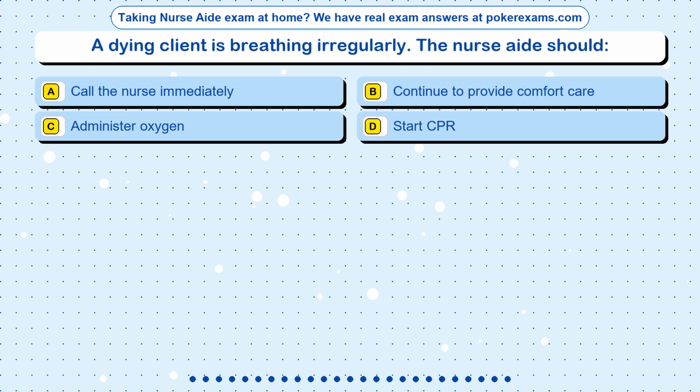Question 1. A dying client is breathing irregularly. The nurse aide should: Option A. Call the nurse immediately. Option B. Continue to provide comfort care. Option C. Administer oxygen. Option D. Start CPR.